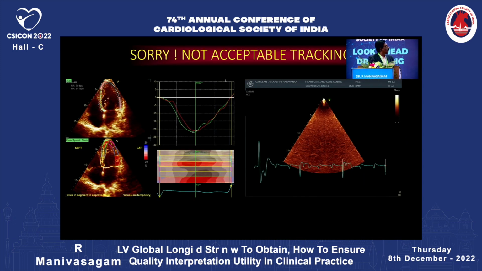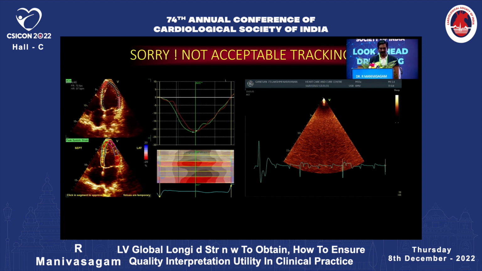If you overdo the things and the machine is unable to track the images, it will say I am unable to accept the tracking. It will put an X mark in some of the segments. If you get X marks in more than 3 segments, that means you have to ignore this image. You have to acquire a fresh image and go again.